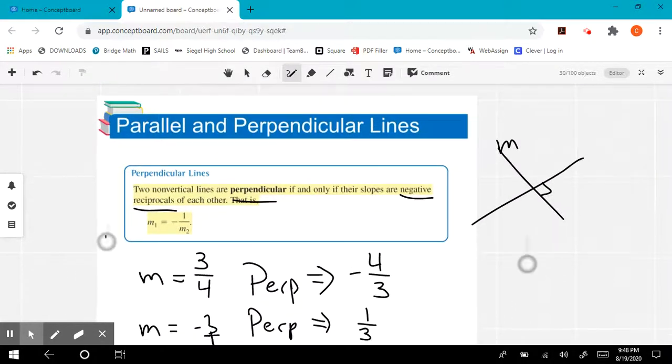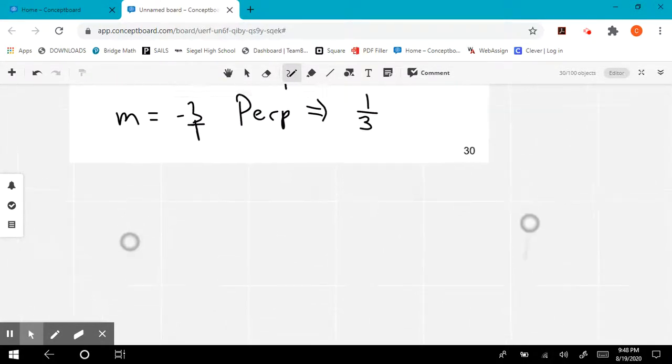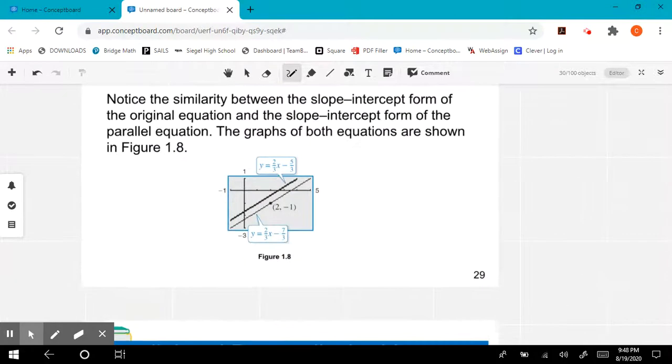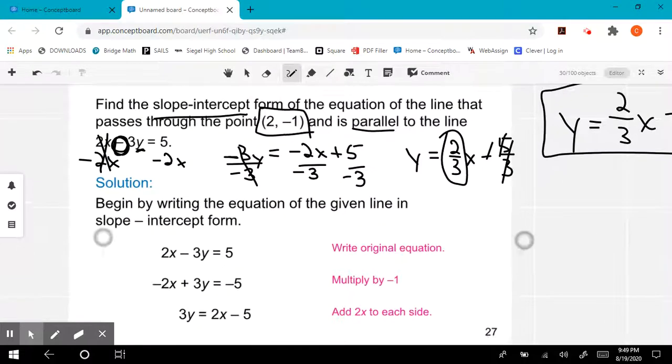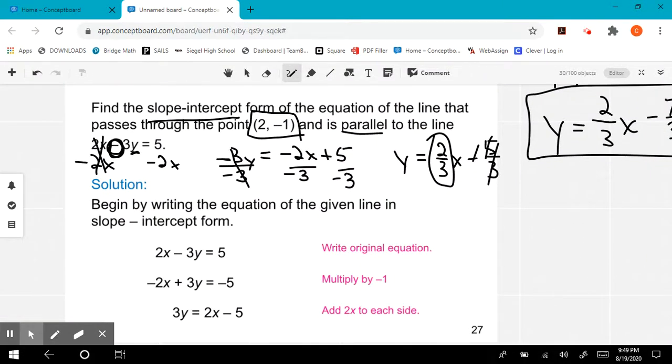And in fact, they don't even have another example. But if we went back to this example right here, and they wanted to know, they replaced parallel here with perpendicular, all I would do is find the slope of this line like we did, which is 2/3. And then if I'm looking for the line that goes through this point that's perpendicular to that, well, my slope would be what? -3/2.